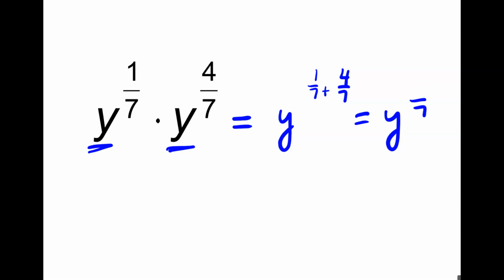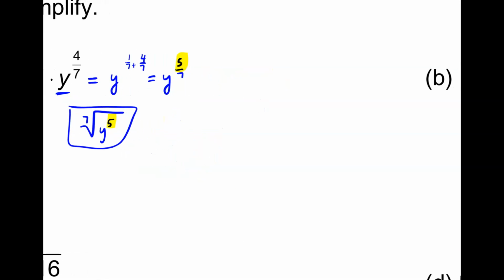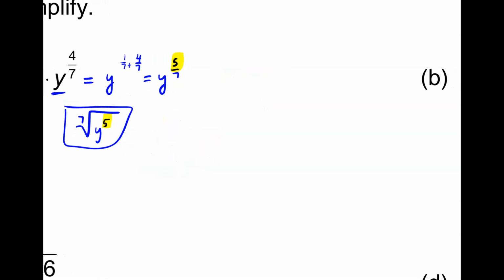How do I write that in radical form? 7 and 5: the 7th root of y to the 5th. Top dog is in the house. The top stays under the radical, right? The radical's the house. Do we understand how to add fractions? You add the top, but they have to have the same denominator.